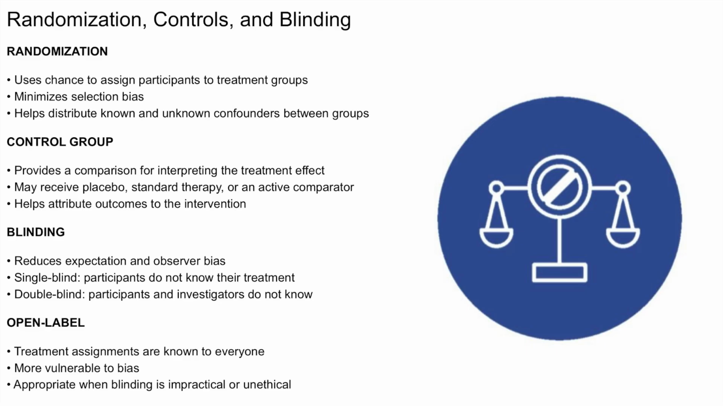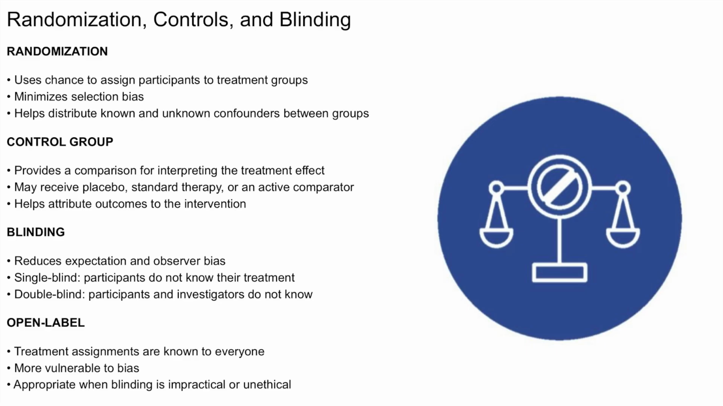A control group provides the comparison needed to interpret what would have happened without the experiment happening. The control might receive a placebo, standard therapy, or another active drug. Blinding reduces the influence of expectations. In a single blind study, participants usually don't know their assignment. In a double blind study, participants and investigators don't know. An open label study makes the assignment known to everyone.